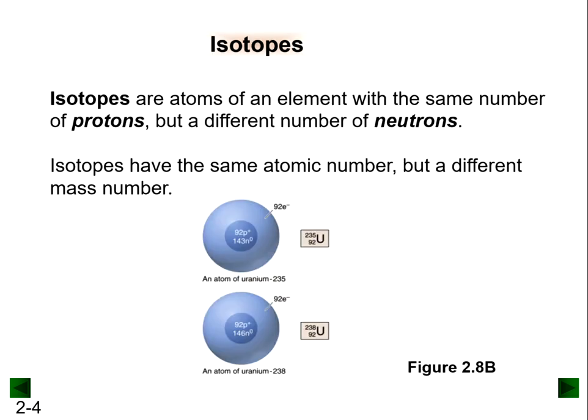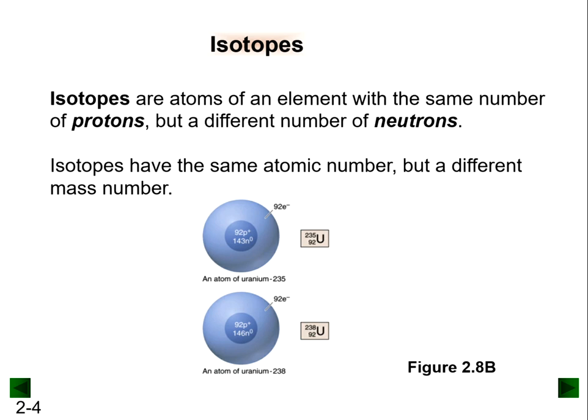Now, an isotope is an atom of an element. And of course, it will have the same number of protons, but a differing number of neutrons. And a good example of this is uranium. Uranium is an element. It's a metal. It's an actinide at the bottom of the periodic table. And uranium atoms have 92 protons in them.